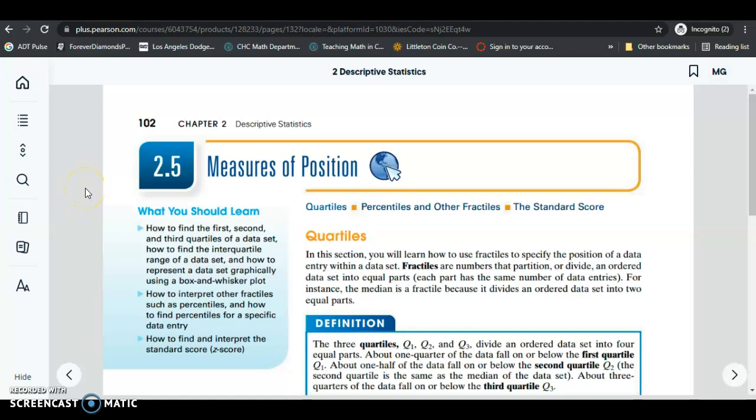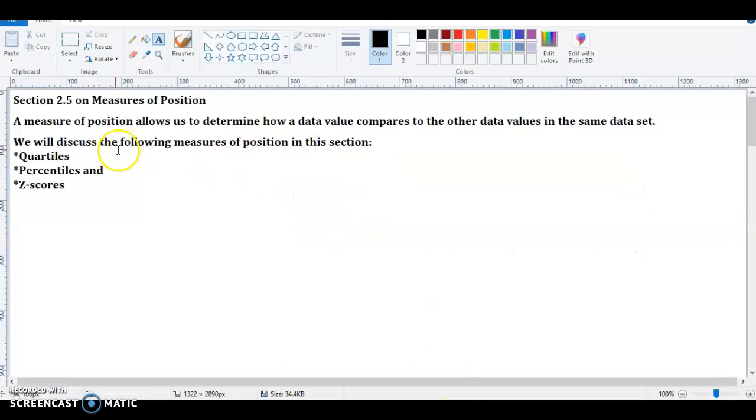Hello students, so in this video and in the next couple of videos we're going to do some examples from section 2.5 on measures of position. A measure of position allows us to determine how a data value compares to the other data values in the same data set. So we will discuss the following measures of position in this section: quartiles, percentiles, and z-scores. Okay, so quartiles, percentiles, and z-scores are all examples of measures of position.